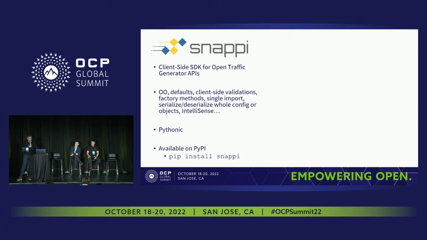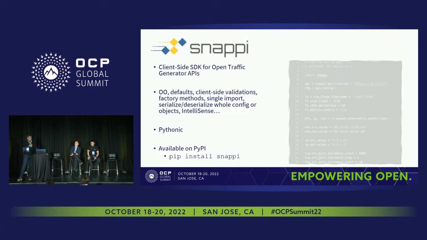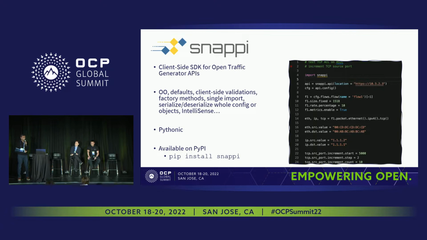A little bit about Snappy. It's a client-side SDK, as I talked about earlier. It gives a lot of facilities that Python users are familiar with. It's really easy to use, easy to understand. I've got a short, small diagram here showing the ease of generating traffic. Anybody who looks at that script can tell right away what kind of packets they're going to generate from the traffic generator. It's available from PyPI. You just do pip install Snappy, you get it up and running in 2 minutes.